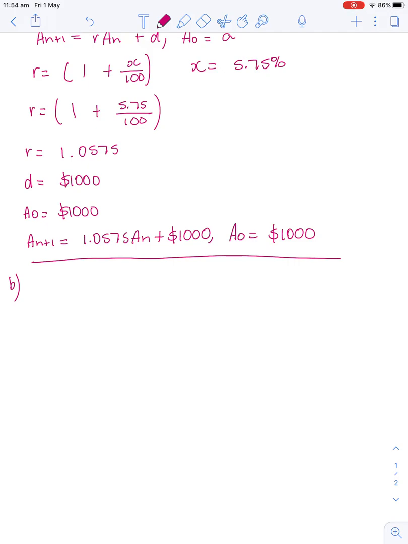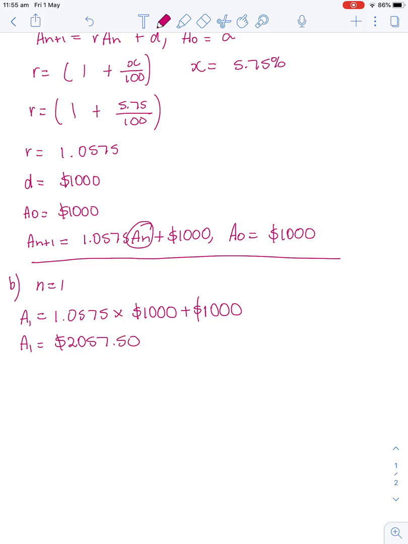All right, so let's do the first one. After the first year, we're going to go n equals 1. We're going to use our recurrence relation to work this out. 1.0575, multiply that by a_n. a_n is our initial value, which as of now is $1,000. And then we're going to plus our d value, which is 1,000. So our first value is going to be $2,057.50.